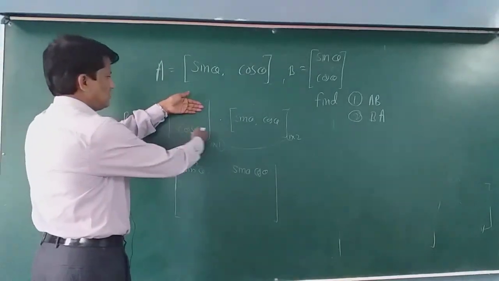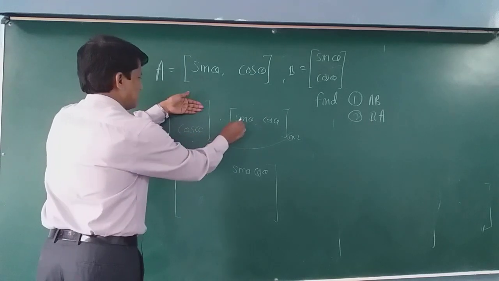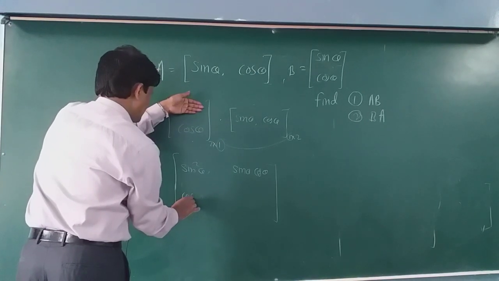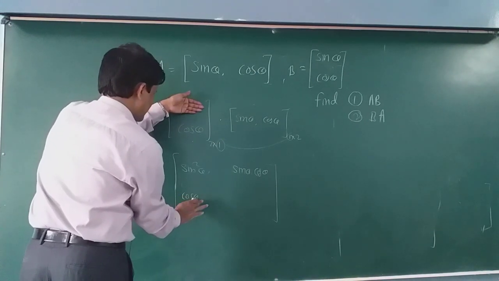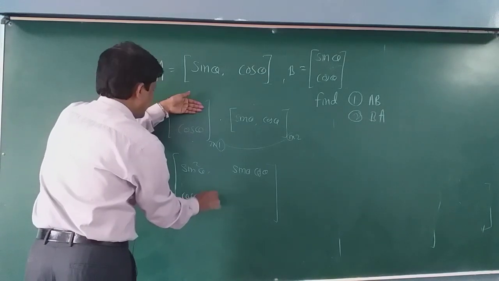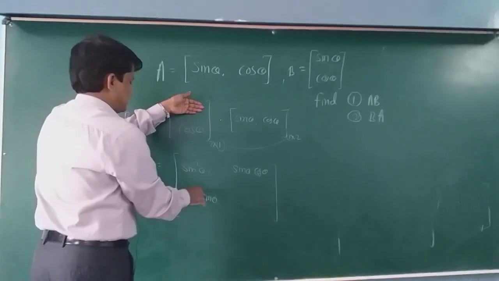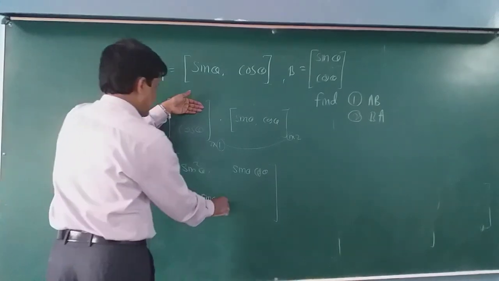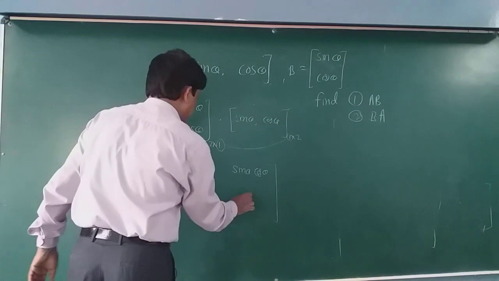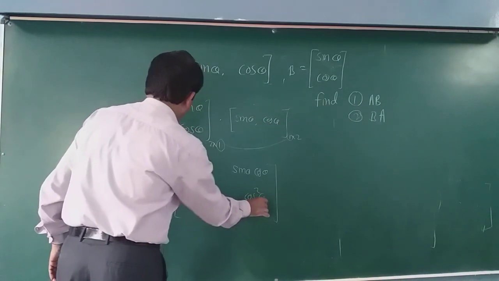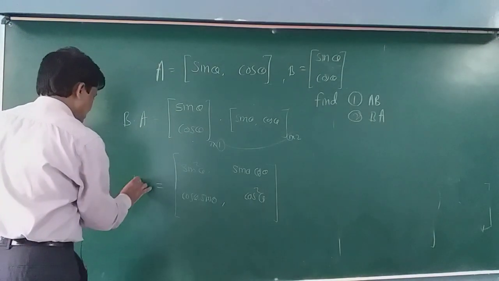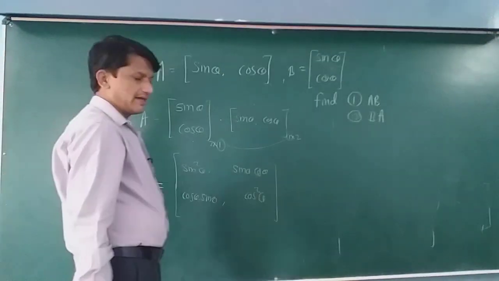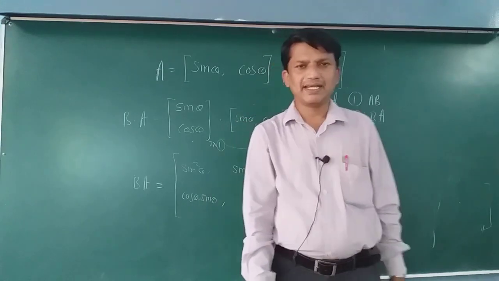Now second row with the same column, cos theta with this, cos theta with sin theta. Okay, second row with first multiplication is finished, and again here cos theta into cos theta, cos square theta, and this gives the answer BA. The product of B and A is here.